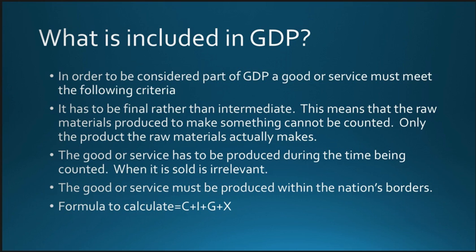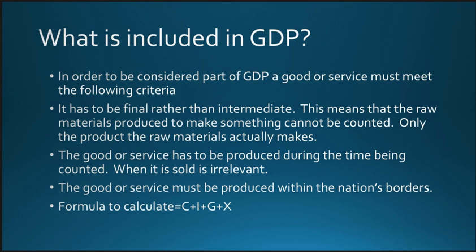The good or service must be produced within the nation's borders. So if I have a car that comes in from Mexico and is sold in the United States, it doesn't matter as far as counting it for gross domestic product for the United States. That would be going towards the GDP of Mexico.